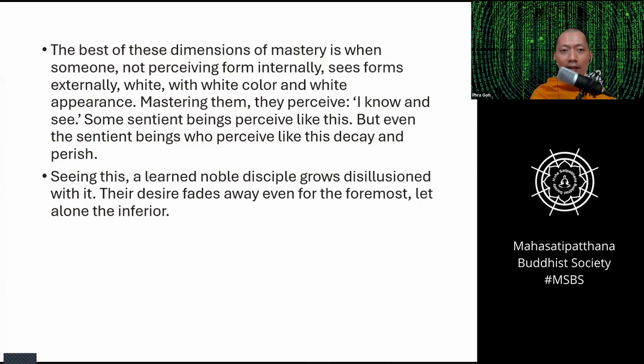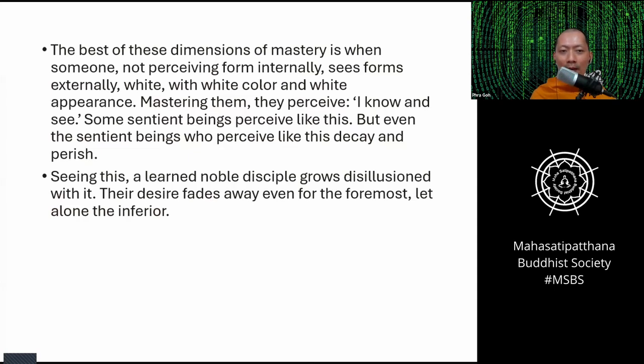The best of these dimensions of mastery is when someone not perceiving form internally sees forms externally white. So out of the 8 perceptions, down here they mention white is the best perception. White color and white appearance. Mastering them, they perceive, 'I know and see.' Some sentient beings perceive like this, but even the sentient beings who perceive like this decay and perish.